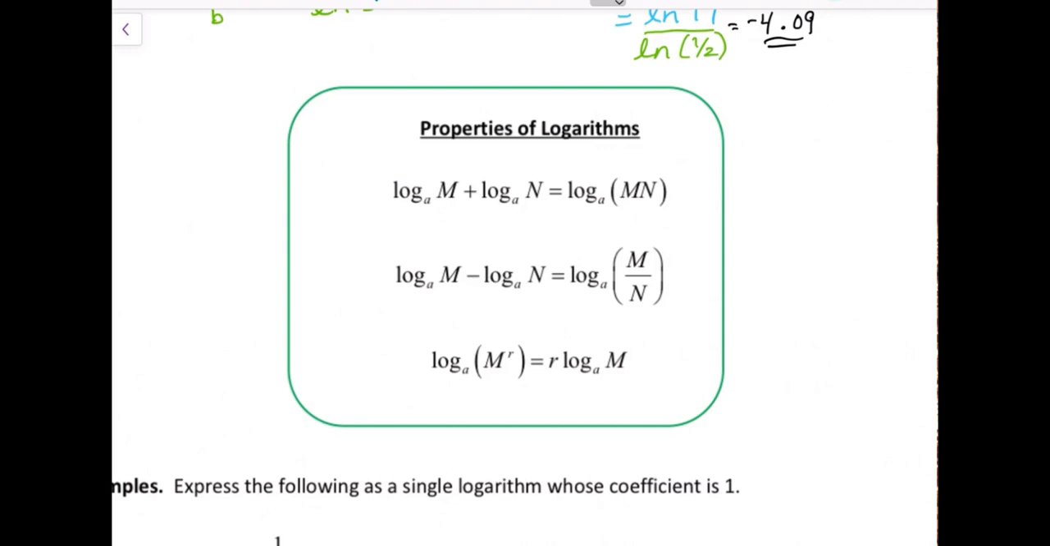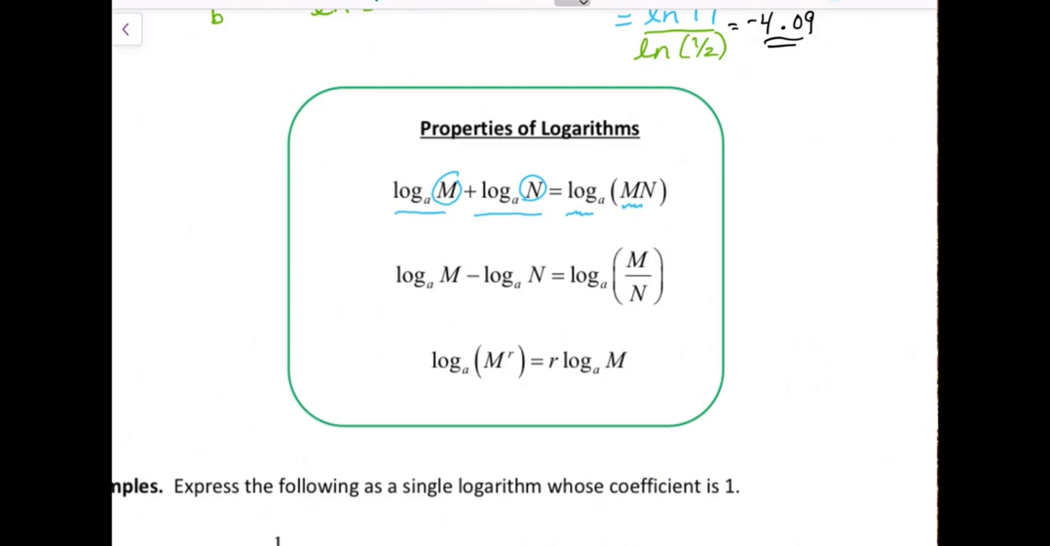You do want to make sure that you learn these properties, both reading them from the left to the right and from the right to the left. So let's take a look at that first property. If we read it from left to right, what it's basically showing me is how to add two logarithms with the same base together. To add two logarithms together, I can write it as a single logarithm with that same base, and the two arguments in those logarithms get multiplied together for the new argument.